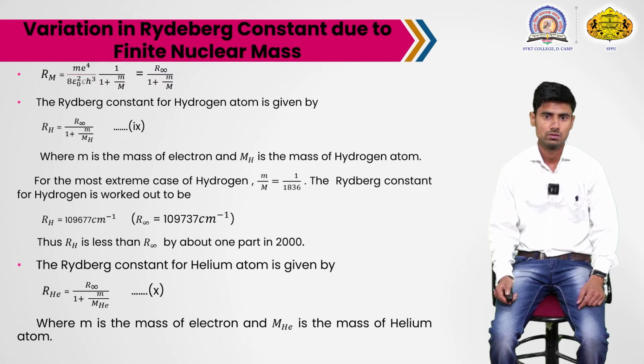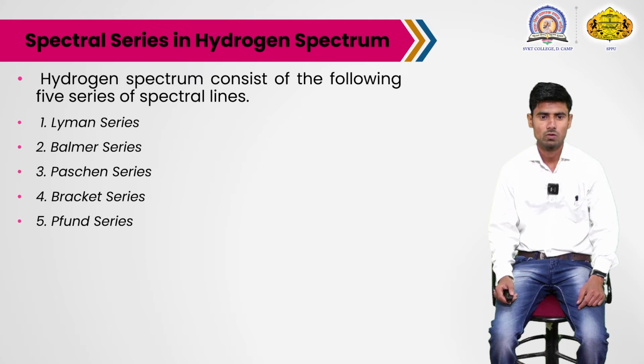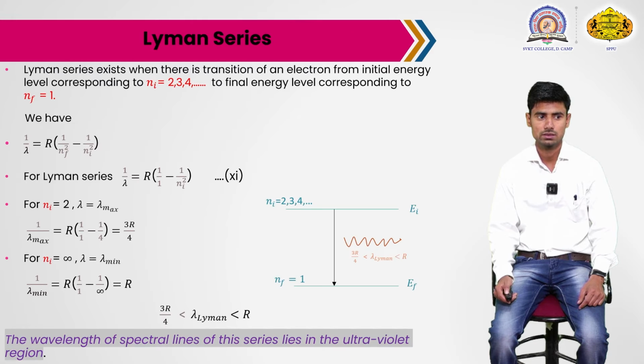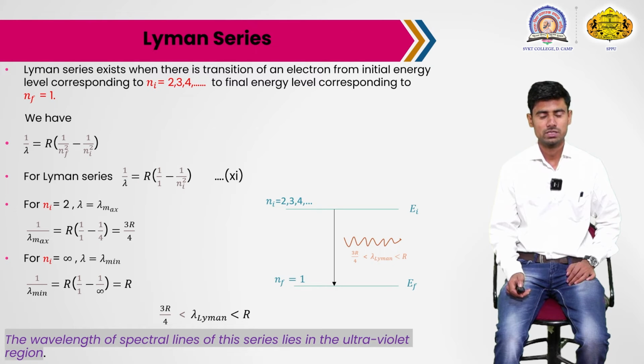Now let's study the different series that arise due to the transition of an electron in a hydrogen atom. So basically we study these 5 series which are more fundamental. The first series is the Lyman series, the second is the Balmer series, the third is the Paschen series, the fourth one is the Brackett series, and the fifth one is the Pfund series. So let's study these series in detail. Let's study the first series, which is the Lyman series.